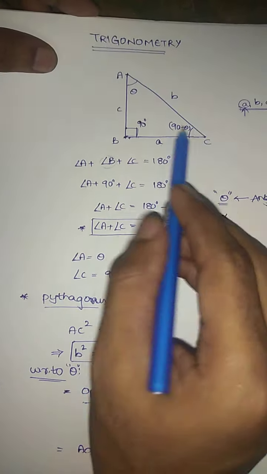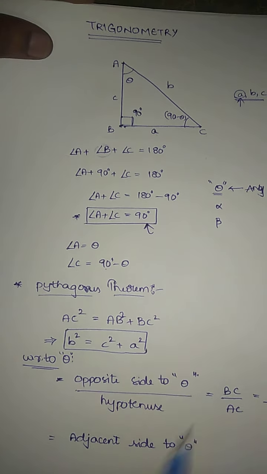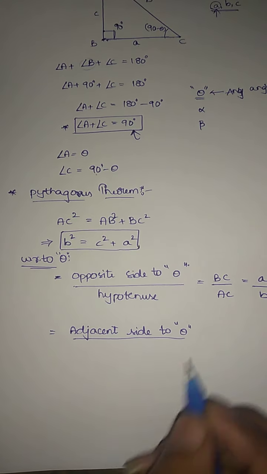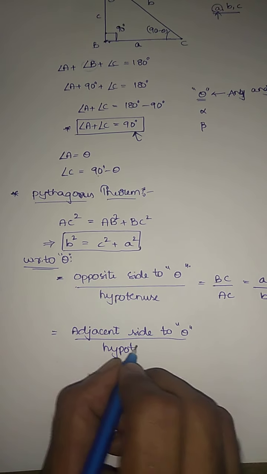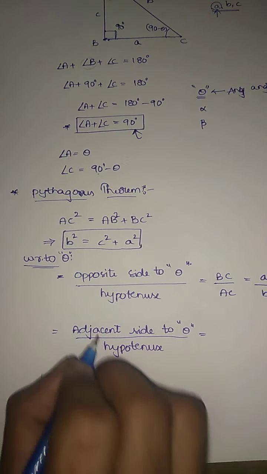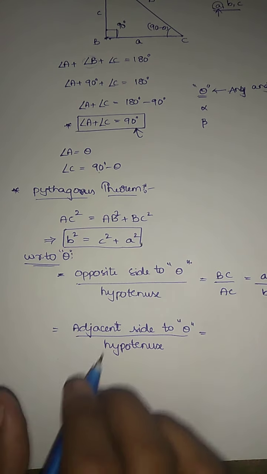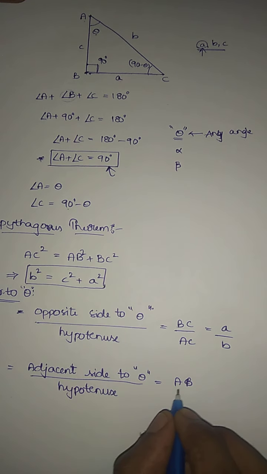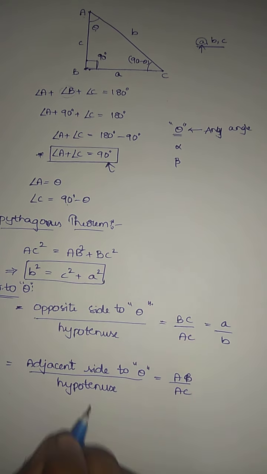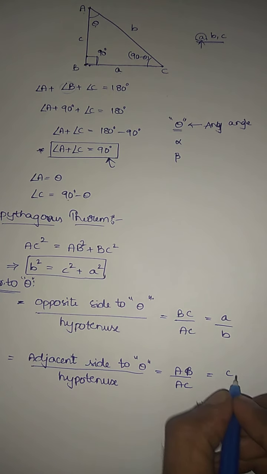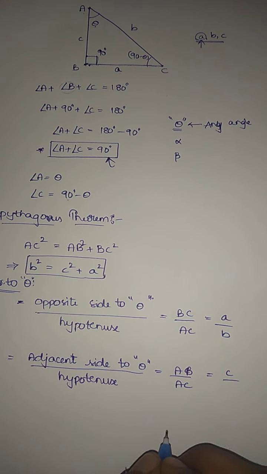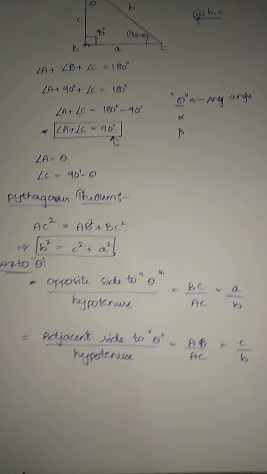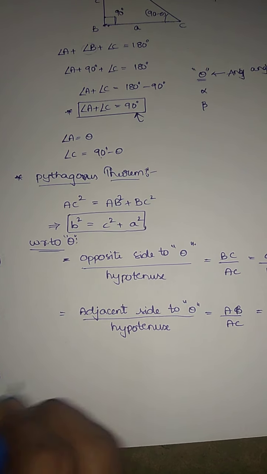If I write with respect to 90 minus theta, then I'm going to write here 90 minus theta. Okay, adjacent side to theta by hypotenuse. Adjacent side to theta is, you can clearly see from the triangle, this side AB. It is AB by the hypotenuse, which remains the same, AC. What is AB here? Small c. By what is AC? AC is small b. Okay, I am going to write the other possible ratio.